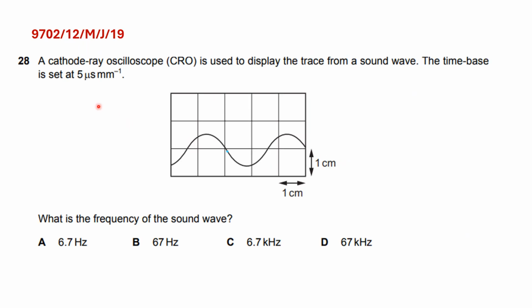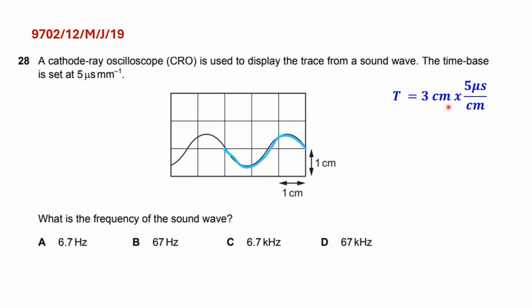Another one. A cathode ray oscilloscope, CRO, is used to display the trace from a sound wave. The time base is set at 5 microseconds per millimeter. What is the frequency of the sound wave? Again, first find a cycle. Right here, good enough. And then count how many boxes I have in this cycle. 1, 2, 3. So each box is 1 centimeter, and the period is 3 centimeters.